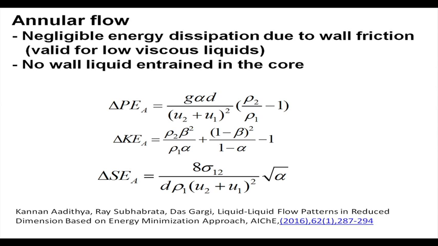So, as I was telling, for an annular flow there are two things that we have assumed, but both these assumptions are extremely valid as we have observed from our experiments. Number one is negligible energy dissipation due to wall friction, which is valid definitely for low viscous liquids. Again, I would like to mention that this analysis is applicable for low viscous liquid flows. The other thing is that no amount of wall liquid is entrained in the core, which is also a very reasonable assumption as far as small diameter conduits are concerned.